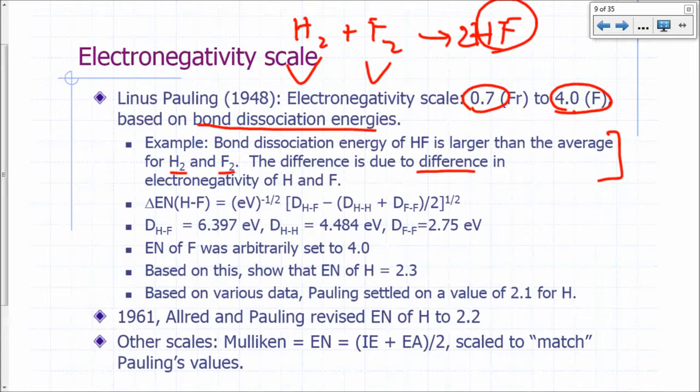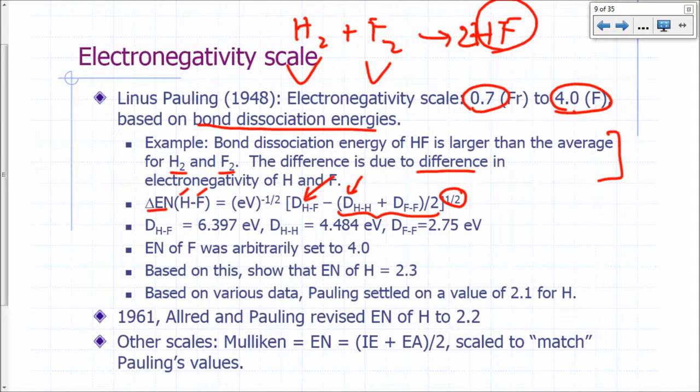He said that the reason the HF bonds are harder to break is because of the ionic character in the bond. Based on that, he defined the difference in the electronegativity of the hydrogen and the fluorine as the square root of the bond dissociation energy of HF minus the average of the bond dissociation energies of H2 and F2. This is a unitless quantity where the bond dissociation energies that you plug in are in electron volts.